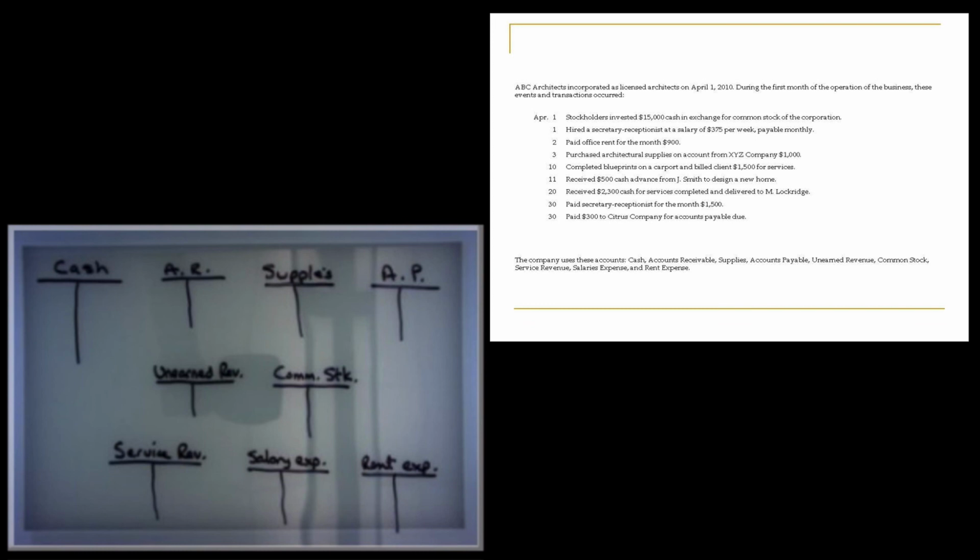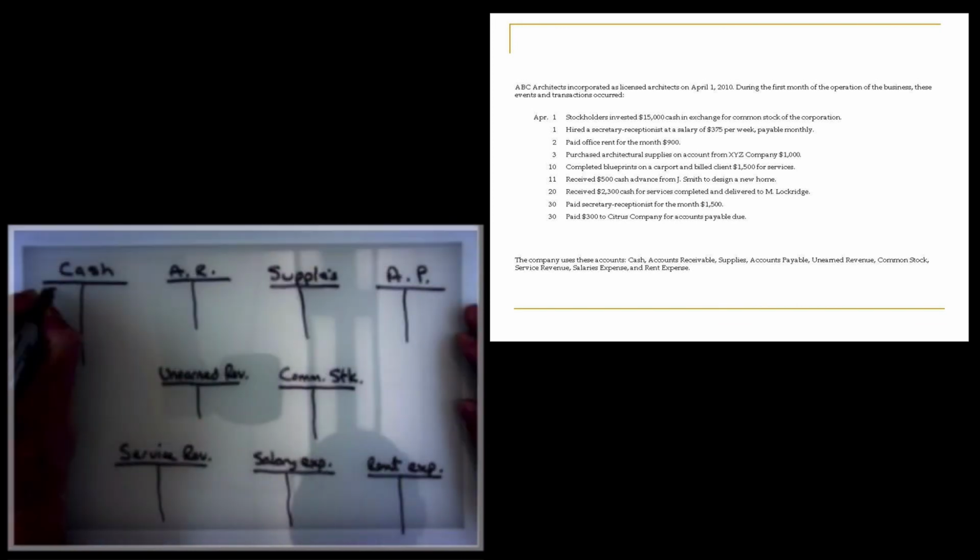Transaction 1. April 1st, we debited cash, credited common stock. So to post this journal entry, I'm going to debit cash, and I'm going to credit common stock.